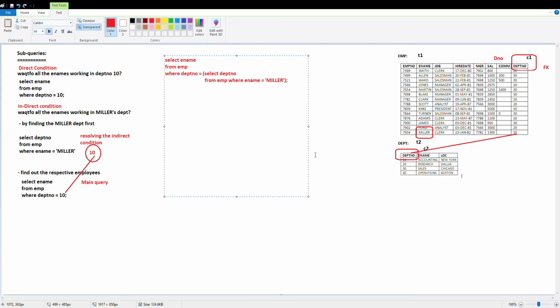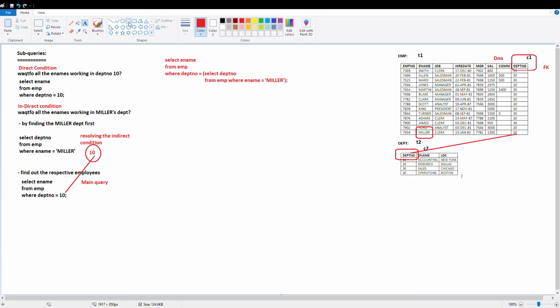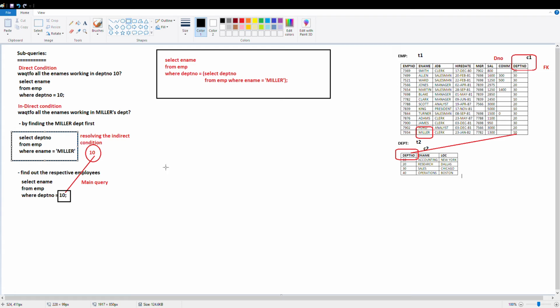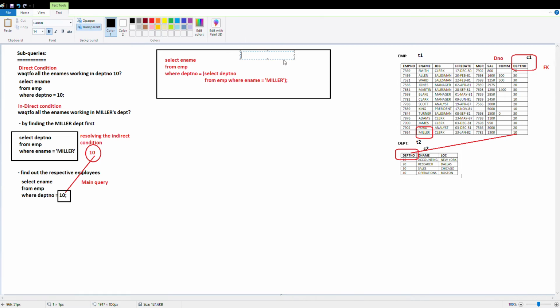And then, I hope you have understood this. What am I doing? How am I getting this 10? I've got this 10 from this query. So what am I doing? Instead of writing 10, I'm putting the query in an enclosed bracket. So what will happen? These are called nested subqueries. What is it? Nested subquery.